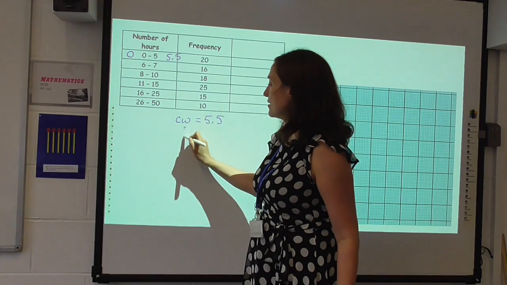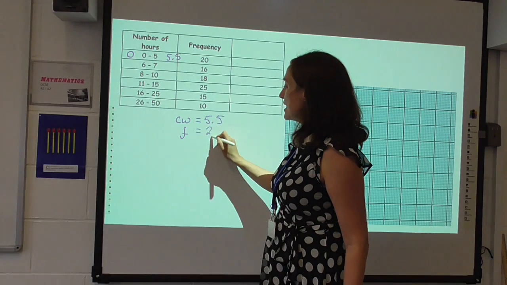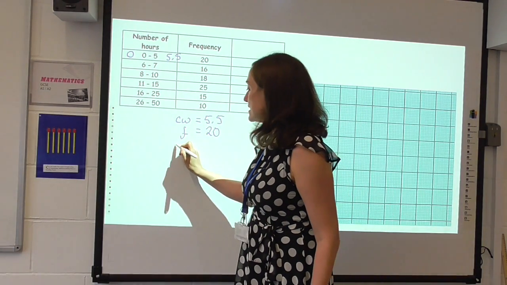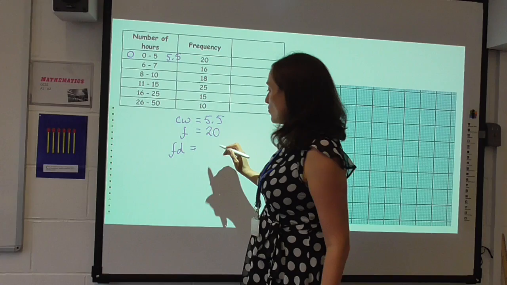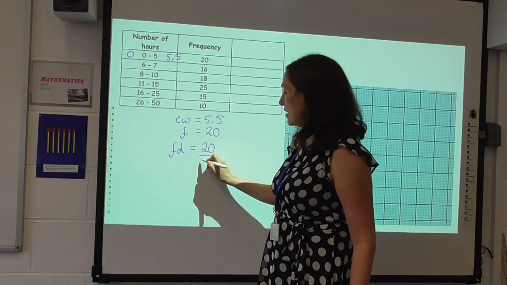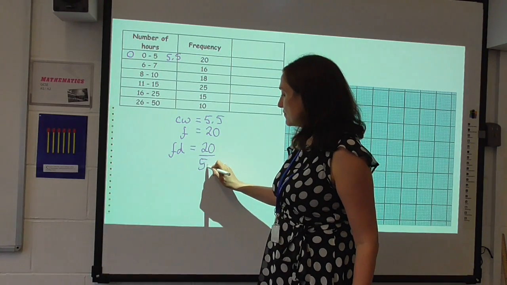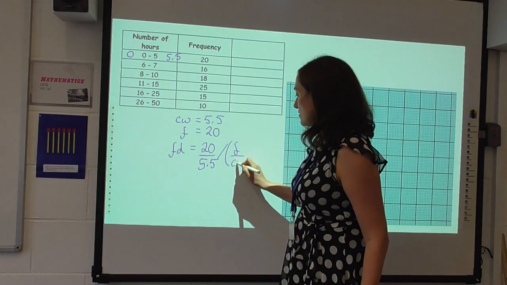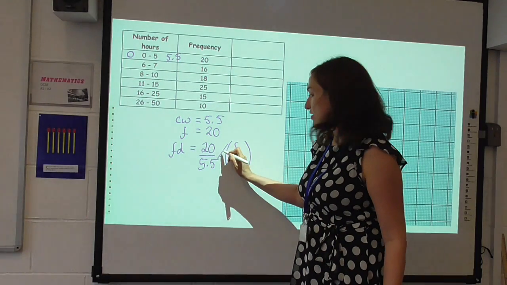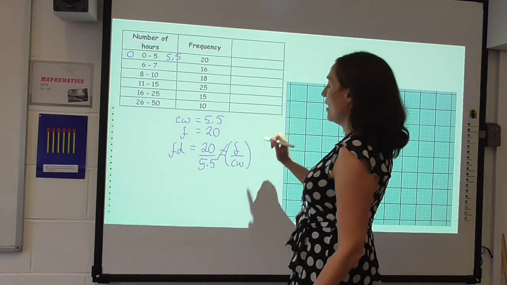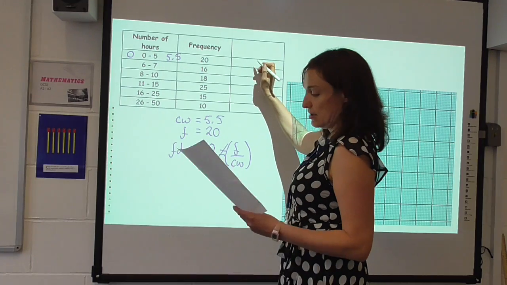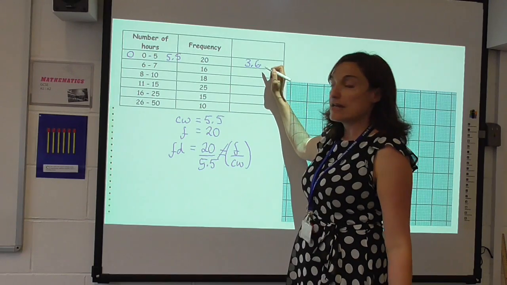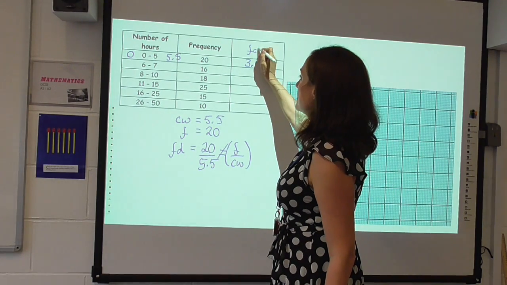The frequency equals 20. So then what you would have done at GCSE is you would have calculated frequency density, so it would have been the frequency divided by the class width. And you would get the number 3.6363, but for the purposes of drawing a histogram, 3.6 would be sufficient.